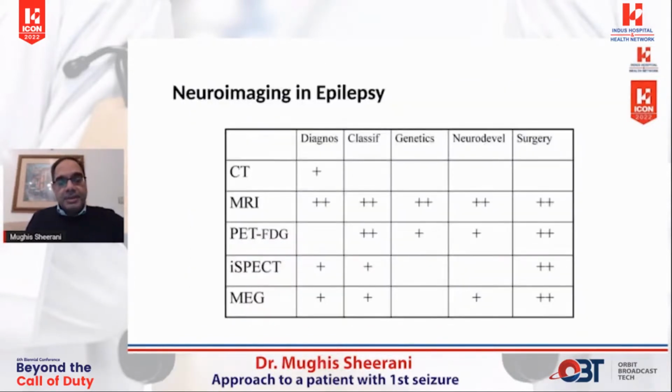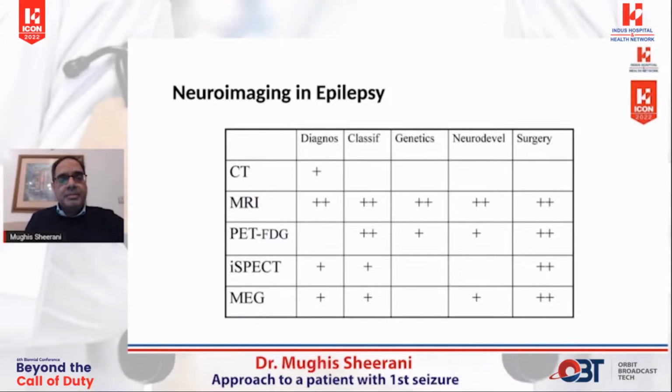Second is neuroimaging in epilepsy. If you have a first isolated seizure, and you have not defined whether it was due to any factor that you have identified, I think every patient with a seizure should be subjected to an MRI scan. If you look, MRI is in the second column. It is very good for diagnosis. It can also classify epilepsy for you. It can help in the genetics of epilepsy. It can show neurodevelopmental disorders, and it can also help you in differentiating patients who can actually undergo surgery.